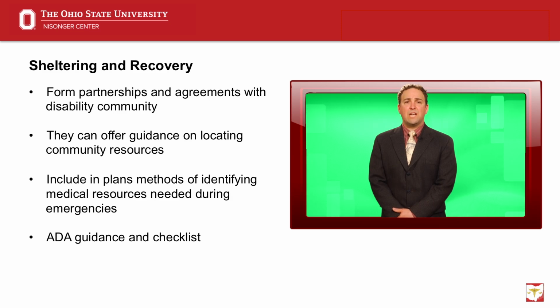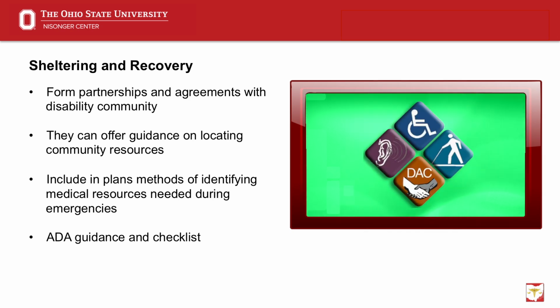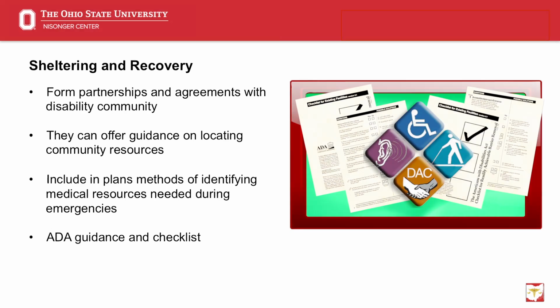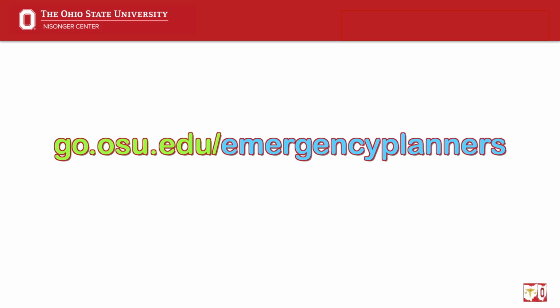To help ensure a shelter is accessible, consider partnering and entering into agreements with people with disabilities or representatives from disability organizations. These partners can advise about changes that should be made in order to make facilities accessible, as well as provide guidance about where to locate a variety of community resources. Include in your plans the methods you have identified for locating, procuring, and storing necessary medications, consumable medical supplies, and durable medical equipment that may be needed during an emergency situation. The ADA also offers guidance and checklists to help you assess the accessibility of shelters. See the resources page on our website for contact information.